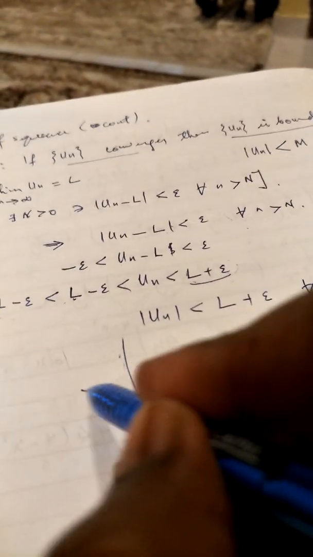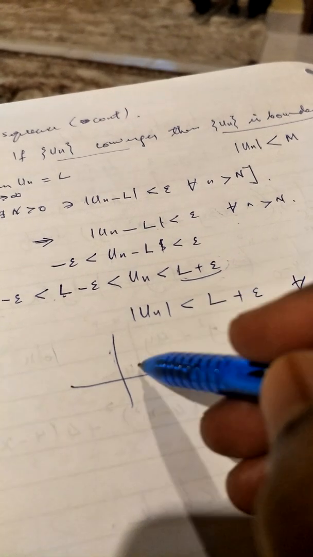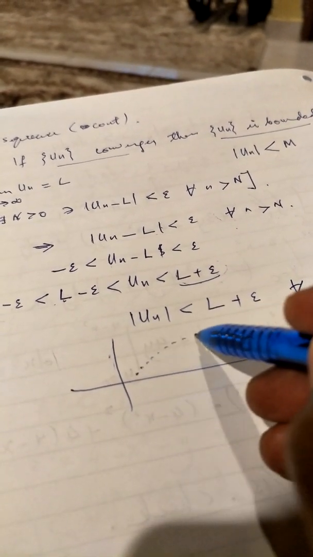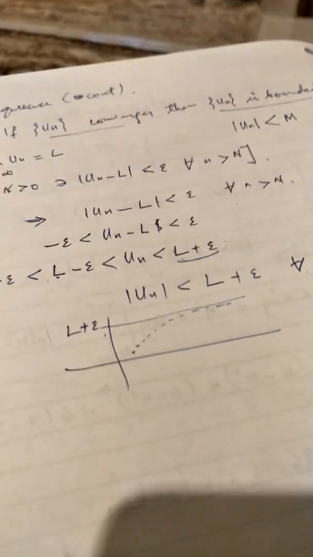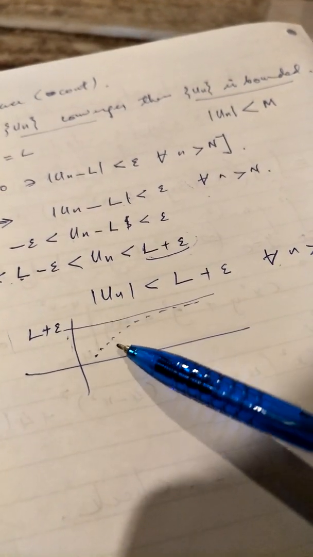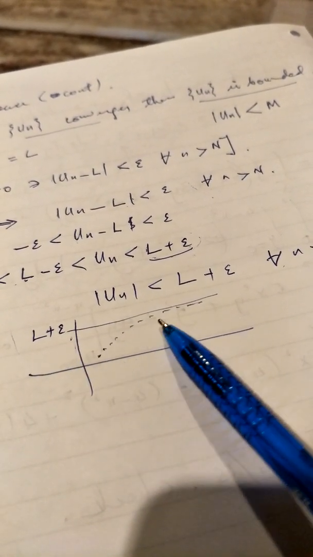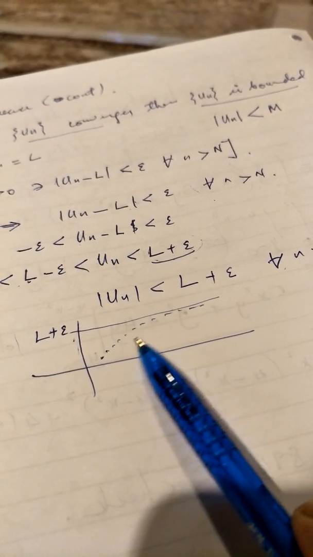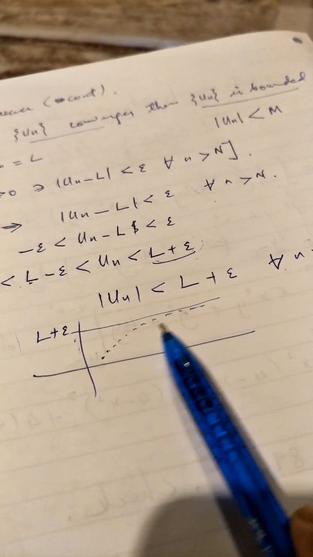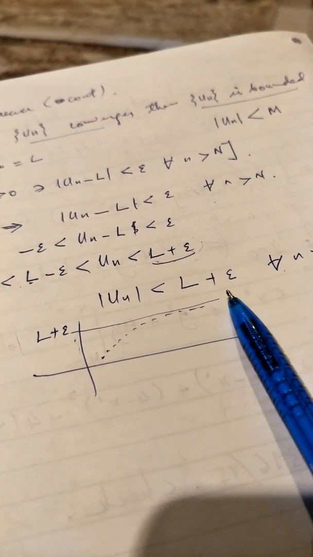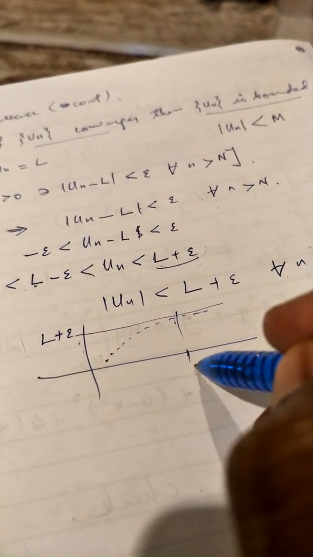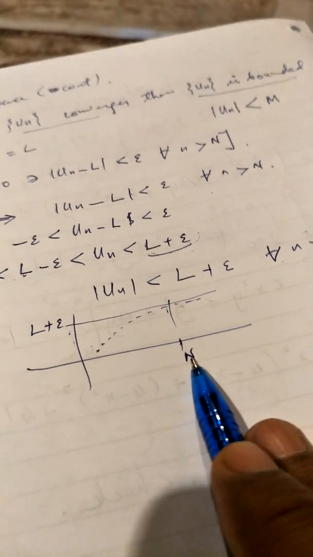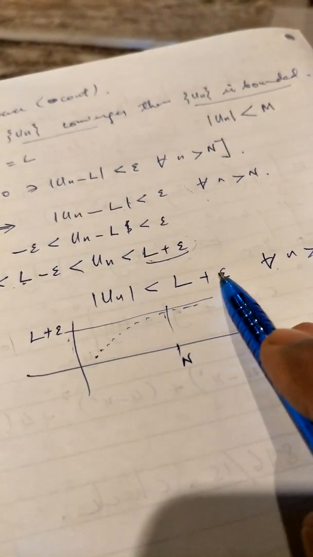So what does this mean? It means that if you have a sequence, this is our L plus epsilon somewhere there. You can see from here none of the terms, elements of the sequence, are bigger than L plus epsilon. So for n greater than capital N, this inequality is satisfied.